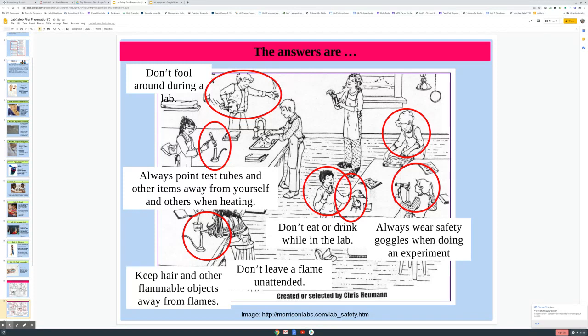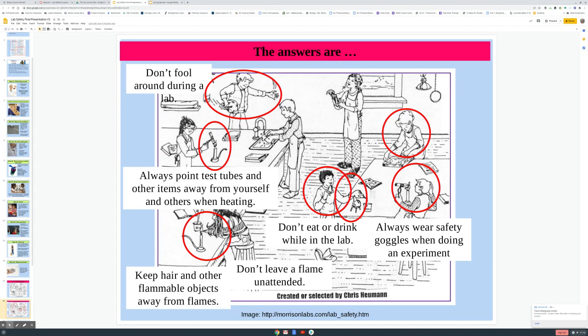Okay, so here he is. You can tell he's moving, waving his hands around. Looks like he may be getting ready to pop a bag or something, and it's going to scare people. Always point test tubes and other items away from yourself and others. So she's pointing it toward herself, even though she has goggles on. If something were to pop out, it could still harm her.